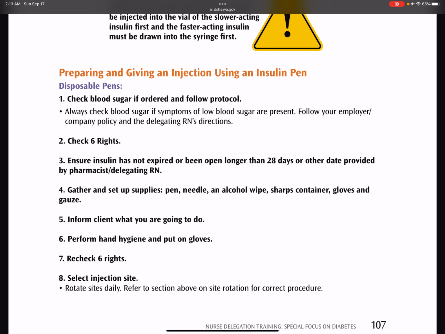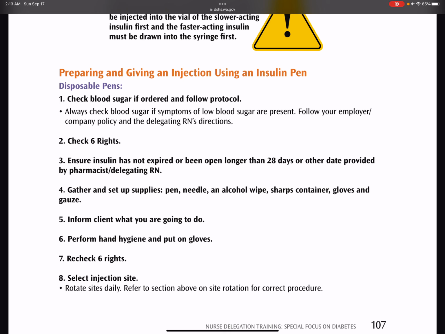Then you have to check the 6 rights, and then you need to ensure insulin has not expired or been open longer than 28 days, or other date provided by the pharmacist or delegating RN. And you need to gather and set up supplies like pen, needle, alcohol wipe, sharps container, gloves, and gauze. Then inform the client what you are going to do.